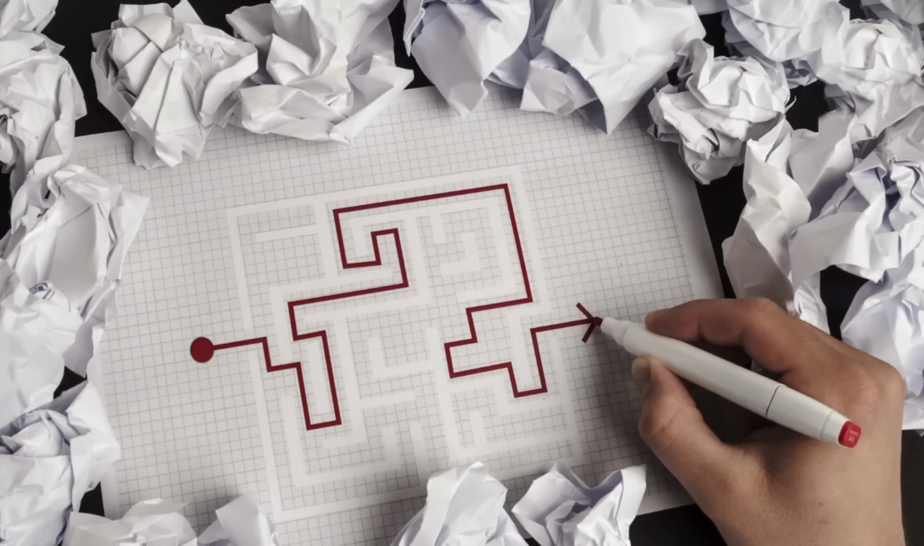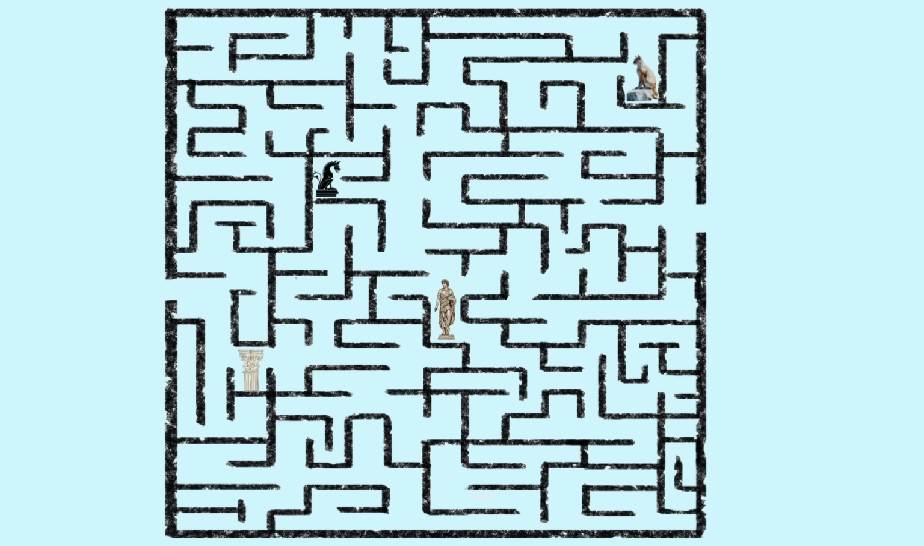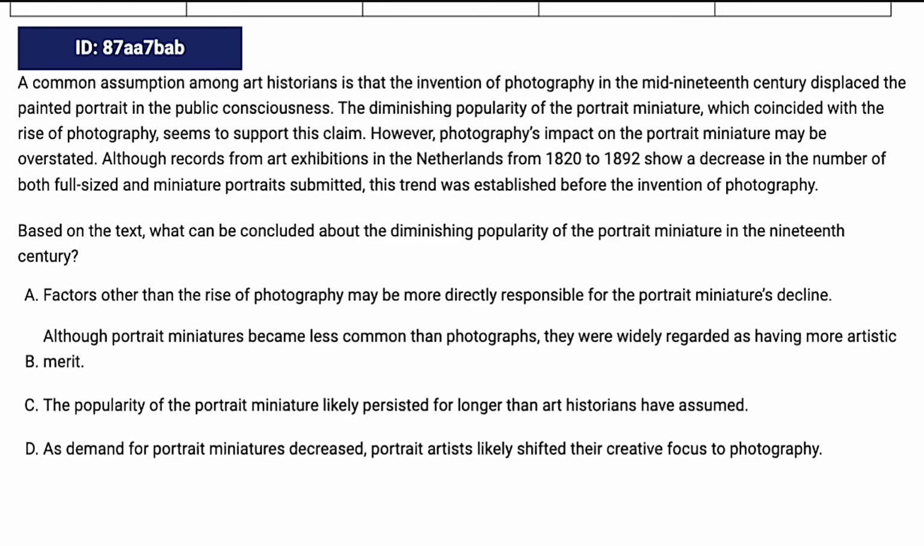All right, so we've got our map. We're ignoring any obvious dead ends. But at the end of the day, it's still a maze, so we need to make sure that we pay attention to any obvious markers. And on SAT reading questions, these markers tend to be transitions. So tip 3 is to get excited about transitions. Now you've already sort of seen this in some of the other examples, but let's take a look at this one.